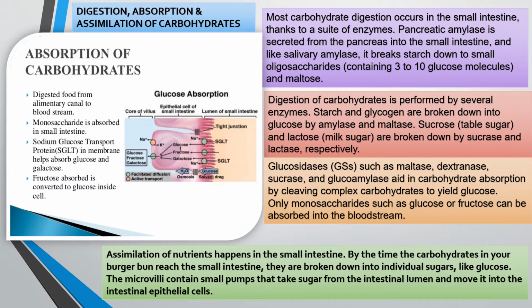Now see, glucose absorption occurs in this picture that I have given. Core of villus, epithelial cell of small intestine, and the last one is the lumen of the small intestine. So this is the actual process that happens at the time of absorption of carbohydrates. Actually, this is the main portion of carbohydrate after digestion.